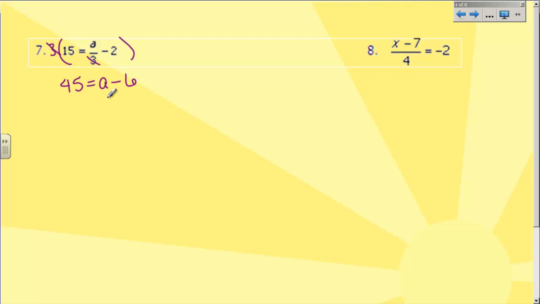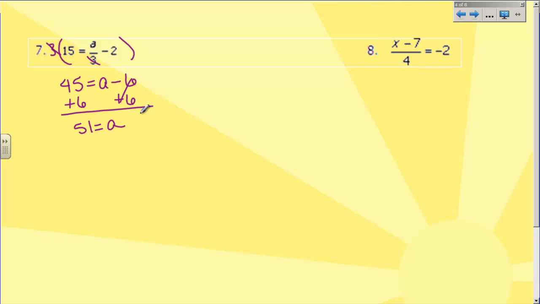I want to get that a by itself. Well, the opposite of subtracting 6 is adding 6. So 51 equals a. That's your answer. That's all there is to that. There's nothing more. Okay? Number 8 works the same way.